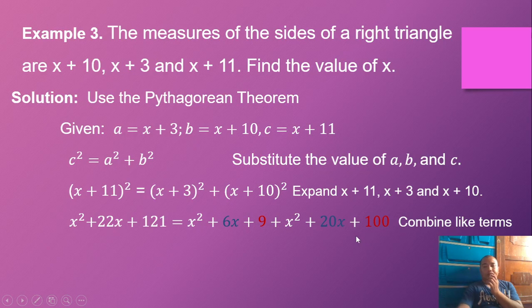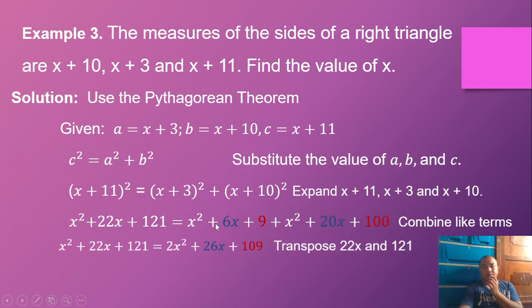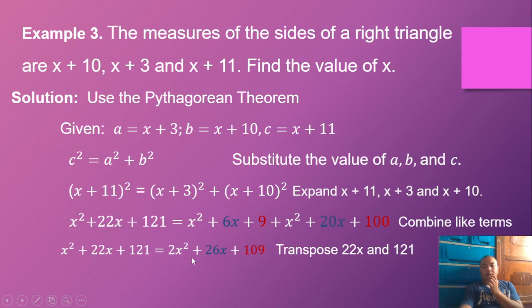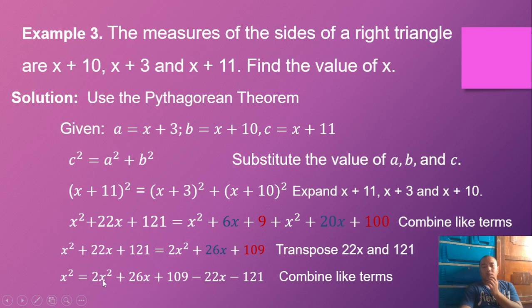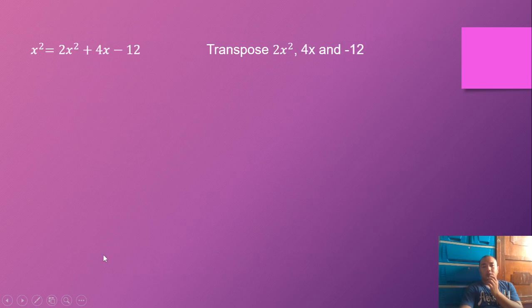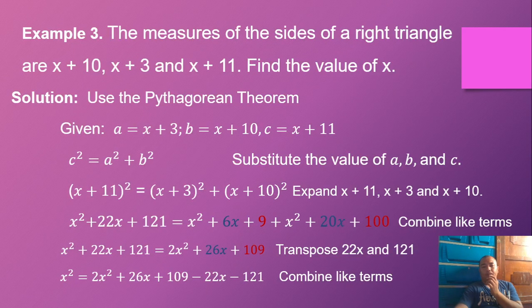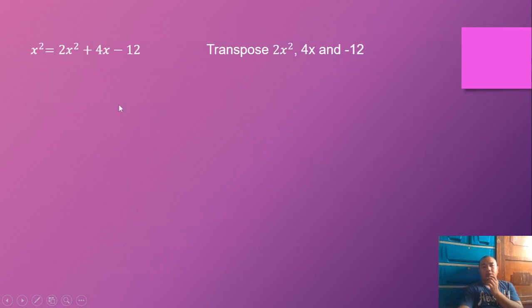Then combine like terms. X squared plus x squared is 2x squared, plus 6x plus 20x is 26x, plus 109. X squared minus 2x squared, 22x minus 26x. Simplify. 26x minus 22x is 4x. 109 minus 121 is negative 12. X squared minus 2x squared minus 4x plus 12 equals 0.